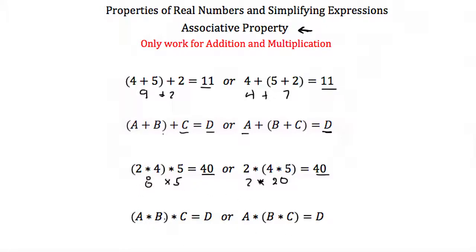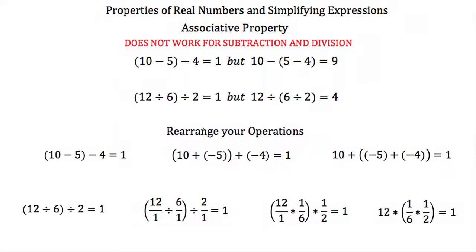A times B times C is D, or I can do B times C and then multiply the A, and I'm still going to get D. Now you have to remember that the associative property only works for addition and multiplication. It does not work for subtraction and division.